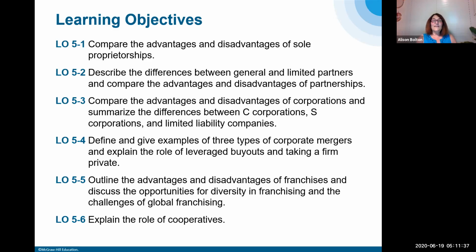5, outline the advantages and disadvantages of franchises and discuss the opportunities for diversity in franchising and the challenges of global franchising. 6, explain the role of cooperatives.